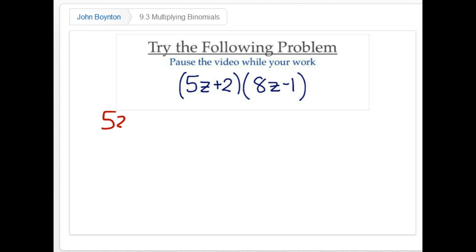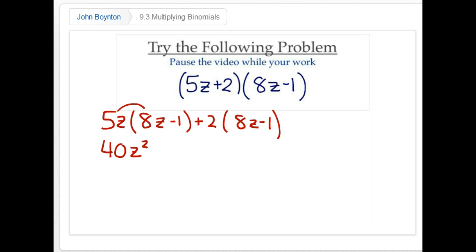Okay, we still set up the same way. 5z times the stuff on the right, 8z minus 1, plus 2 times 8z minus 1. So minus. Okay, distribute in. 5 times 8, 40. Z times z makes z squared. 5z times negative 1 makes negative 5z. And we'll do the same thing over here. 2 times 8 makes positive 16z. And 2 times negative 1 makes negative 2.